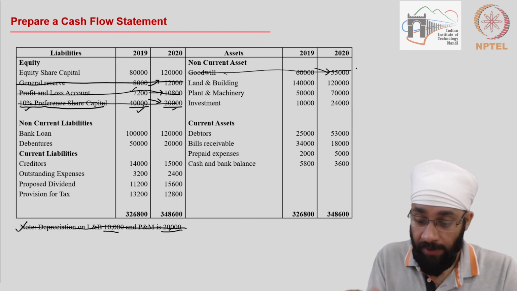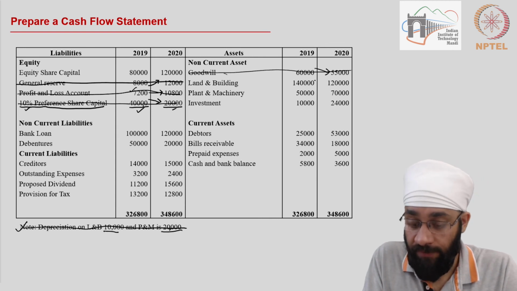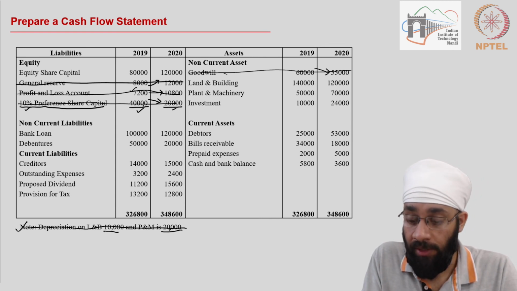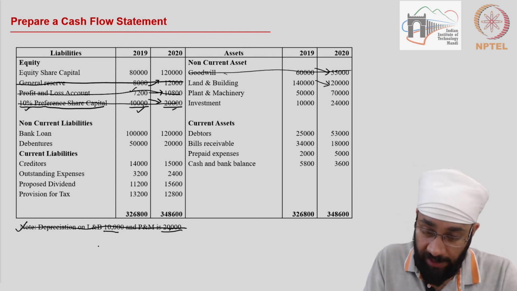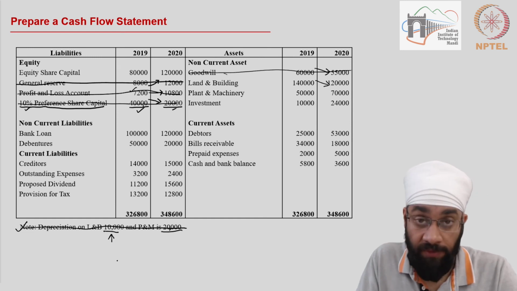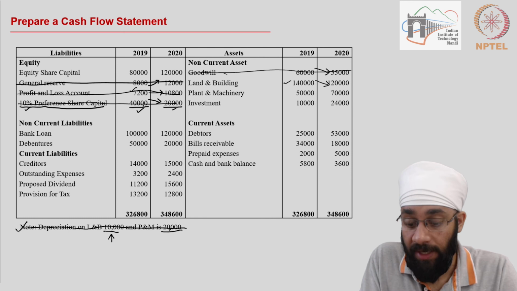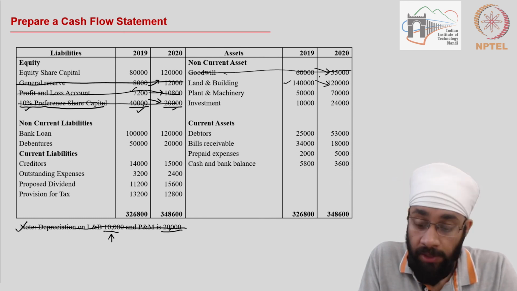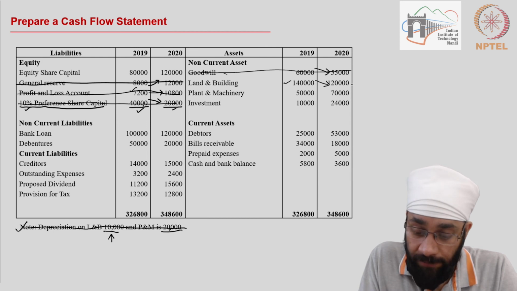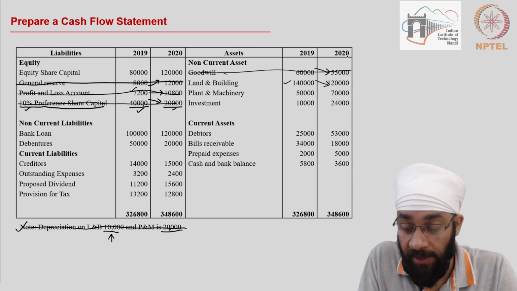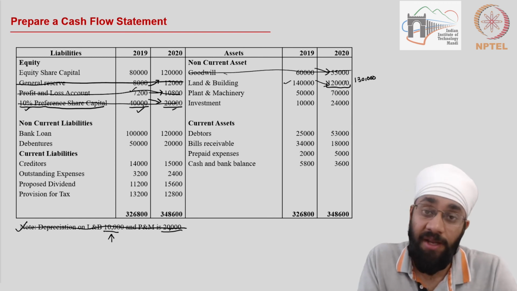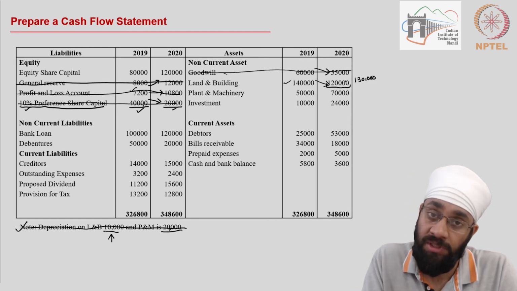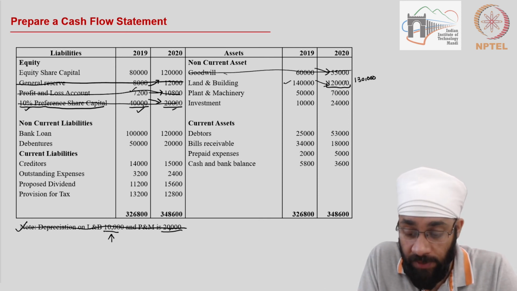Goodwill is done. Now land and building was 140,000. Now it is 120,000. It is going down by 20,000. And on land and building, the depreciation is 10,000. So the opening balance should have gone down by only 10,000. Therefore, at the end of this year, in 2020, the balance in the land and building account should have been 130,000. But it is 120,000, which means additional 10,000 rupees worth of land and building must have been sold. There is no other explanation for this.